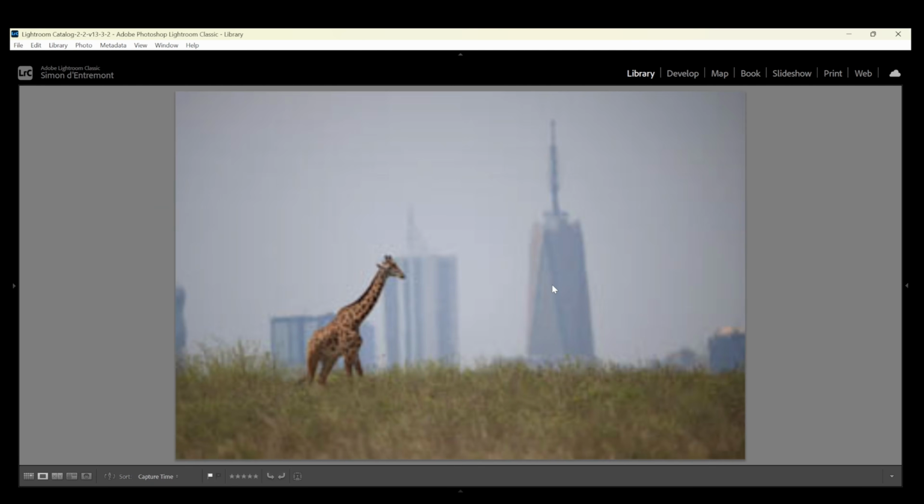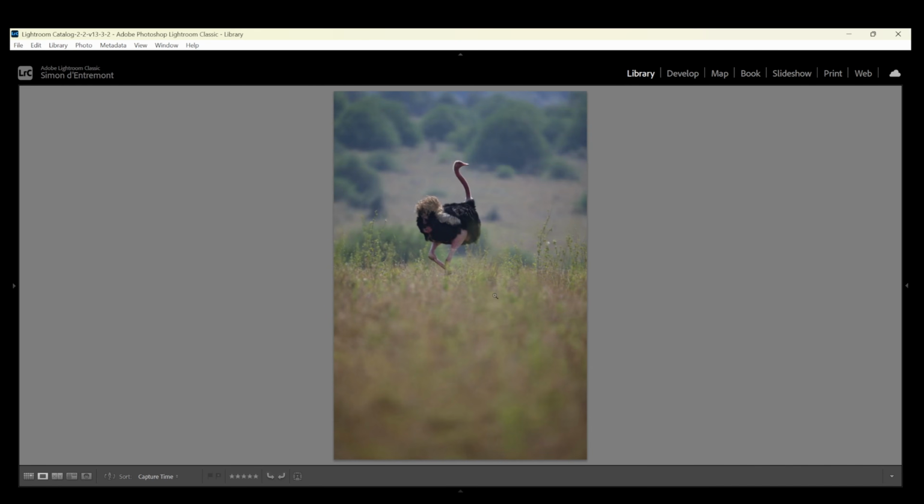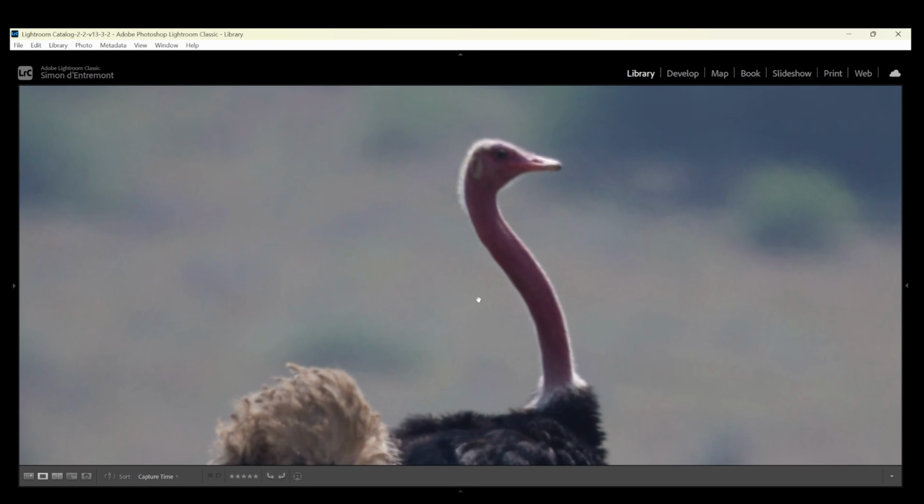Here are some photos of mine with the super sharp Canon 600mm f4 in Kenya. And unfortunately, the sharpness just isn't there. We were in a park near a city, and we just couldn't get sharp photos no matter how hard we tried. What can you do?